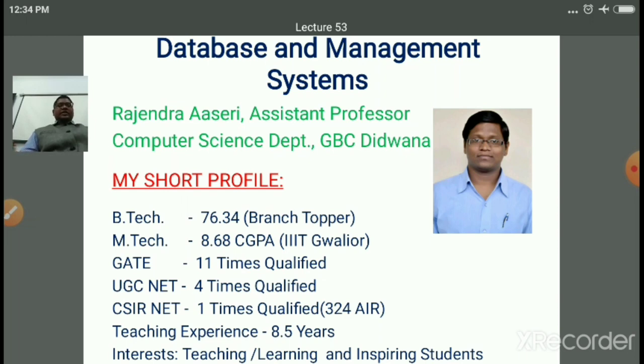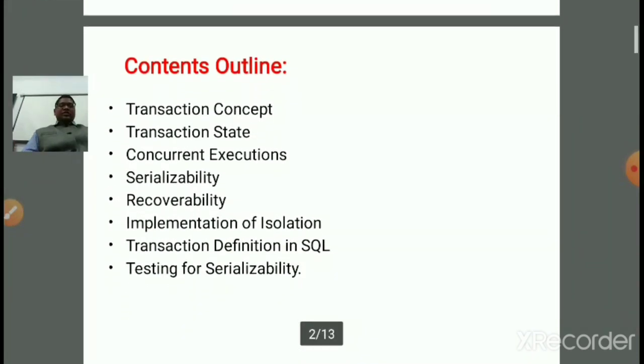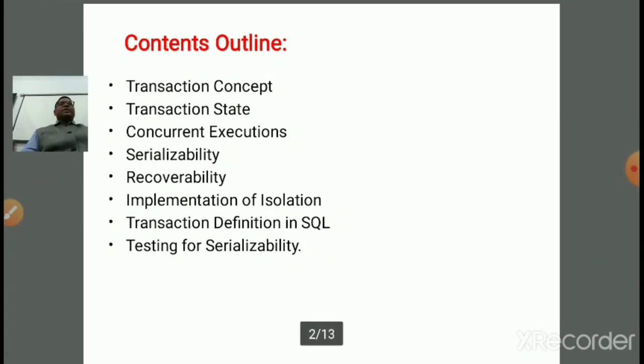In the previous class, we started the concept of transaction and management system under the subject database management system. In that, we discussed what we mean by transaction, the basics of a transaction, ACID properties: atomicity, consistency, isolation, durability. Then, when we perform a transaction, what are the various states possible in a transaction? So, we discussed transaction states like active state, partially committed, committed, abort. Okay, all these states we discussed.